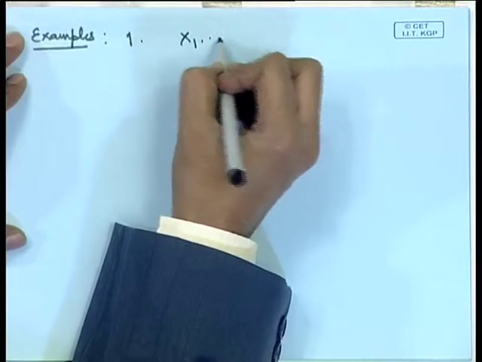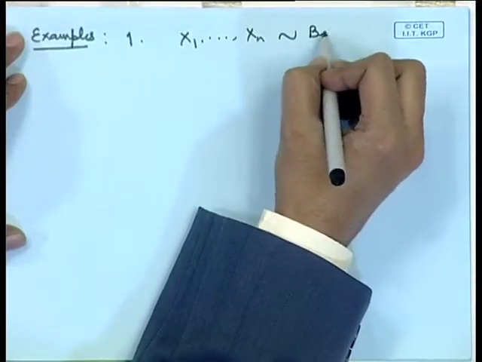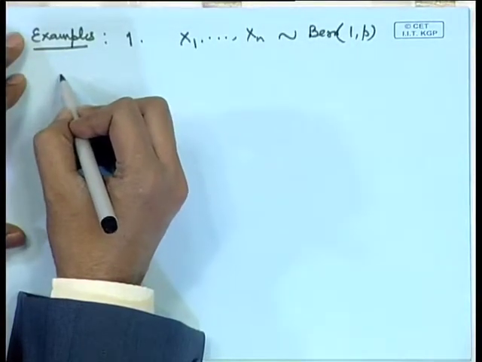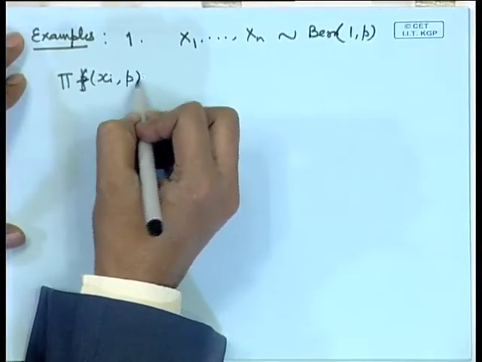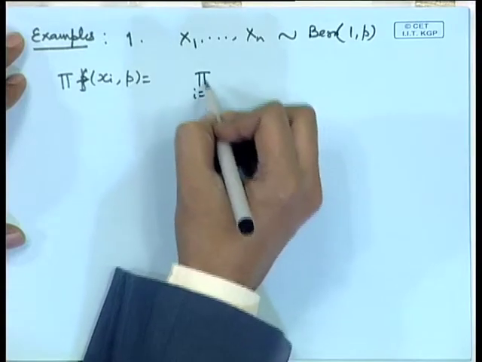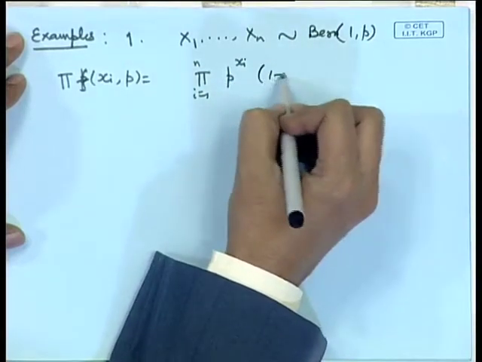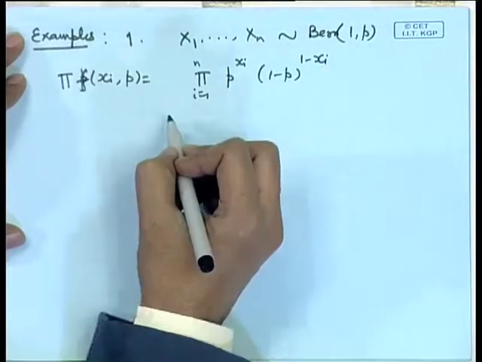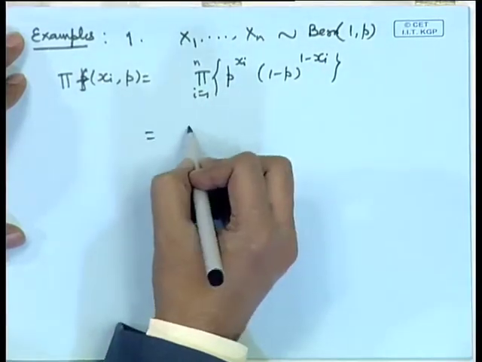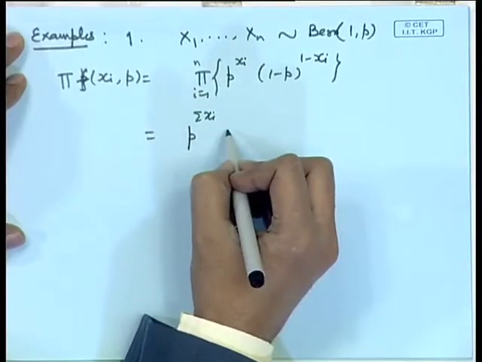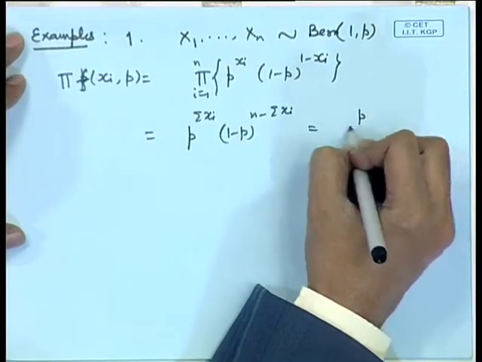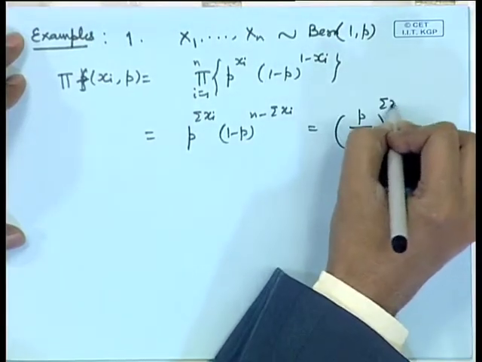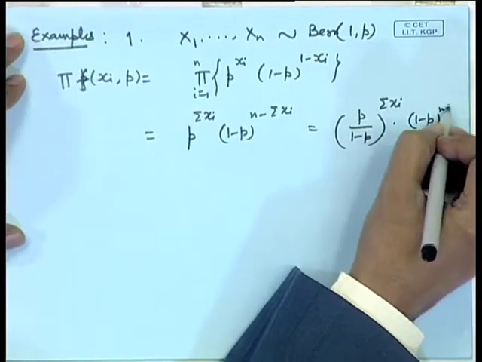Let us consider x1, x2, ..., xn following a Bernoulli distribution. So, the joint distribution here is the product over i equal to 1 to n of p to the power xi times 1 minus p to the power 1 minus xi, that is p to the power sigma xi times 1 minus p to the power n minus sigma xi. This we can write as p by 1 minus p to the power sigma xi multiplied by 1 minus p to the power n.